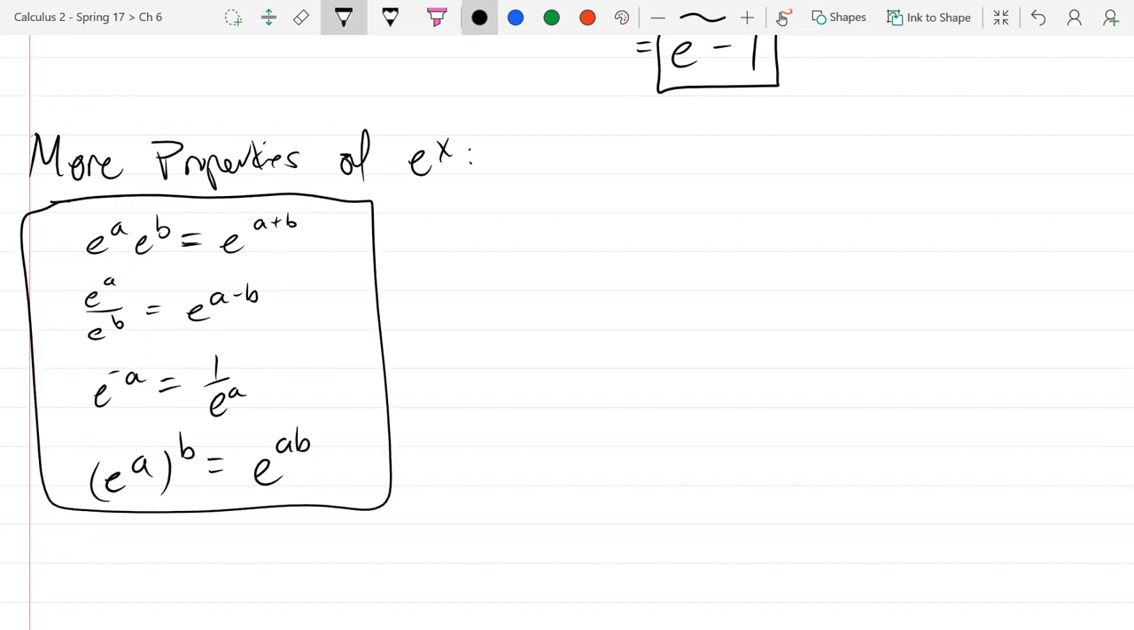You probably don't need to write these on your cheat sheet unless you forgot your exponential rules, in which case they may need to be written on your cheat sheet. We'll do the proof of e to the a times e to the b equals e to the a plus b.